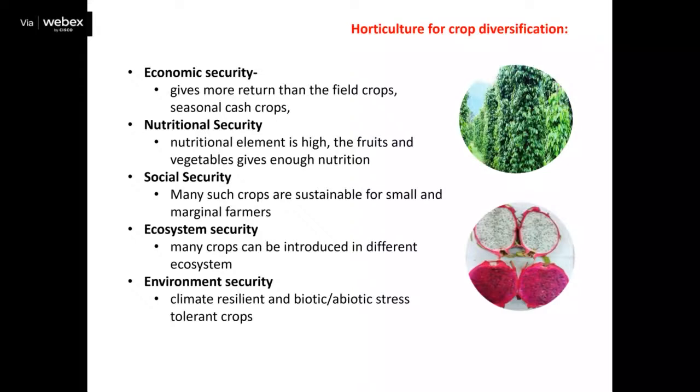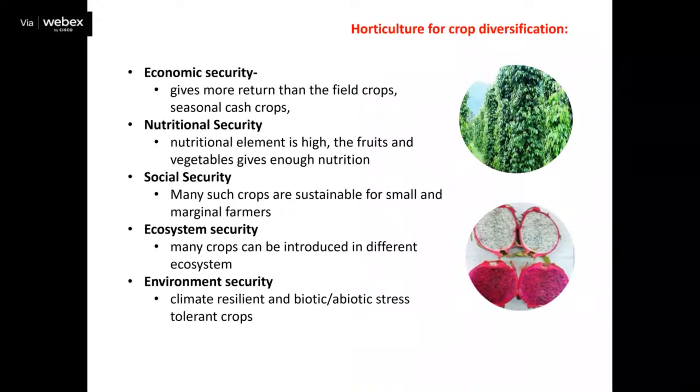That is for economic security. As you know, horticulture crops give more benefit, more return from unit area than other field crops. Then nutritional security: most of the fruits, vegetables, and other horticulture crops are highly rich in proteins, vitamins, antioxidants, and micronutrients. So they provide nutritional security.